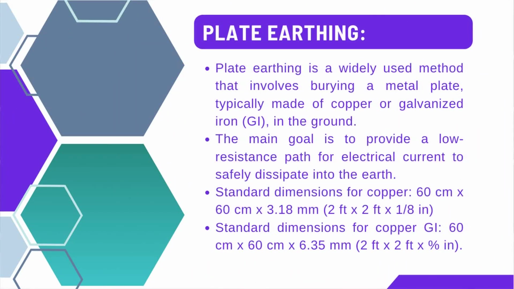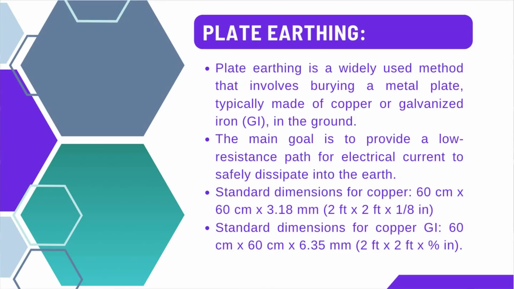First, let us discuss plate earthing. Plate earthing is a widely used method that involves burying a metal plate, typically made of copper or galvanized iron, also known as GI, in the ground. The primary purpose of this plate is to provide a low resistance path for electrical current to safely go to the ground. That means safely dissipate into the earth.